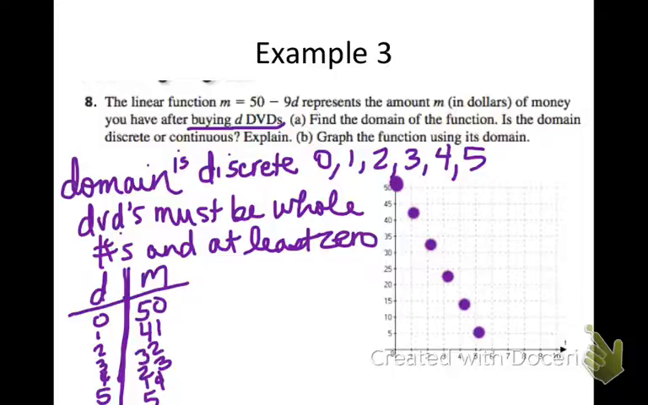And of course, if you were doing this with a pencil, it would form a straight line, and you could label the points as well. So that would be part B as well, graph the function using its domain. So making a table and then graphing it.